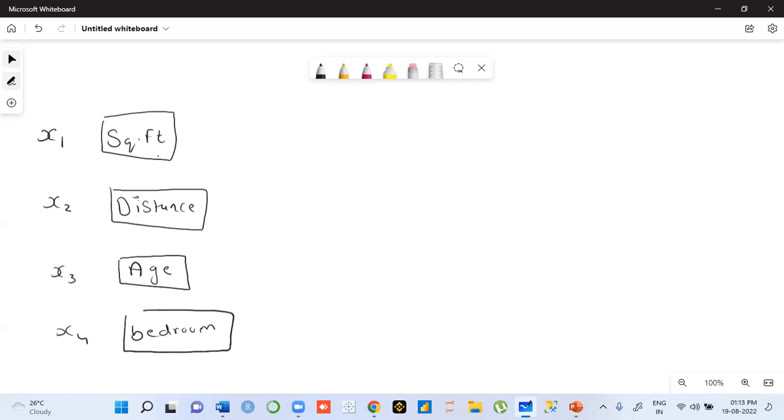Is that clear? This is called the input layer. Any question? Input layer concept clear? In one input layer, guys, we have multiple X. That is clear for us.